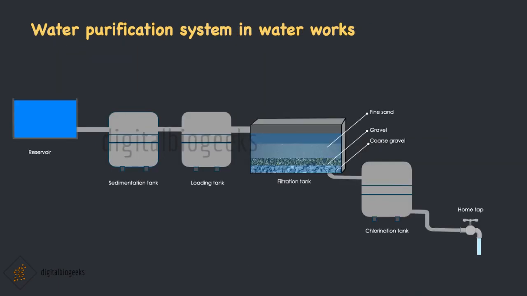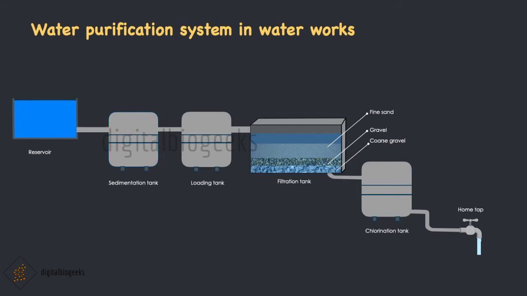The children who are living in cities might be familiar with the drinking water supply to houses. Let's now check what the processes involved in the water purification system in waterworks are. We know that it is essential to purify drinking water for good health. Water is transported from a reservoir. This is the reservoir, and water is transported from the reservoir to the sedimentation tank.